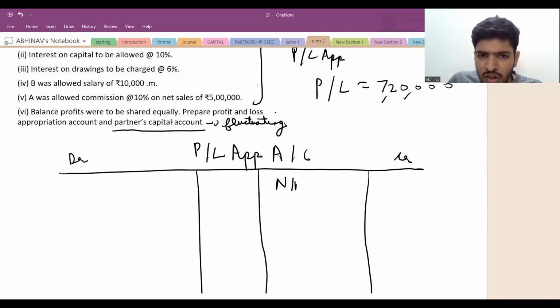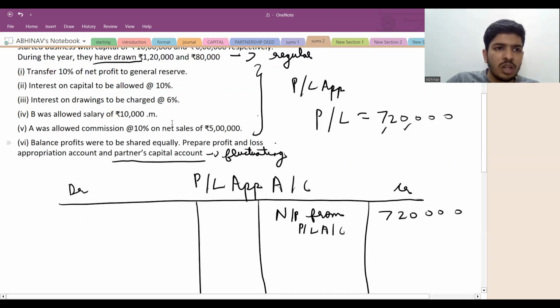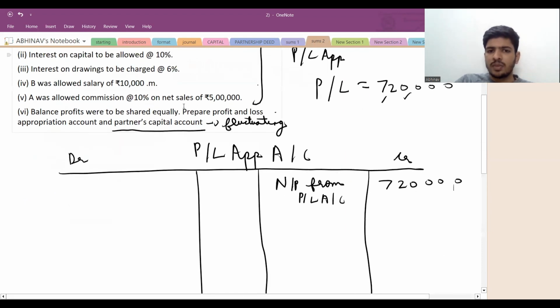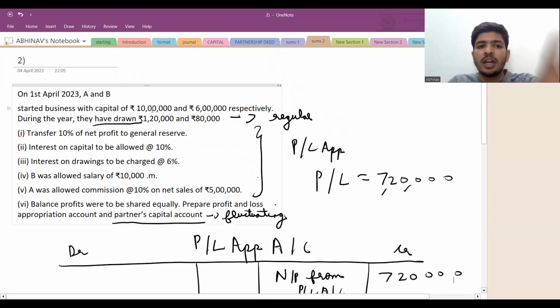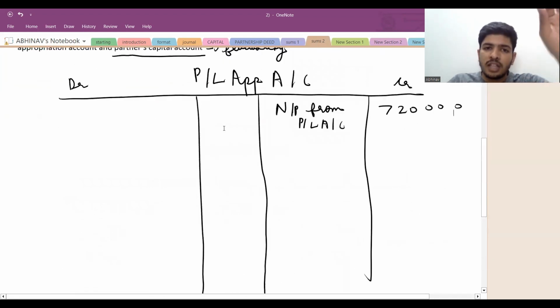So, net profit from your P&L account is 7,20,000. Correct. Now, what is the first point? Transfer 10% of net profit to general reserve. Follow the same format. Go from start to end, and whichever point comes, you solve that point individually, then solve the whole question.